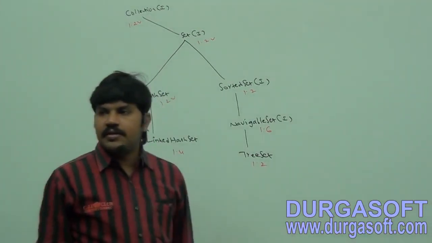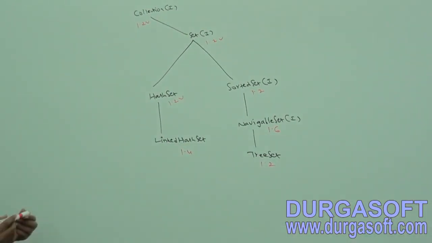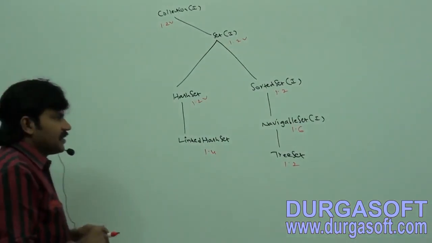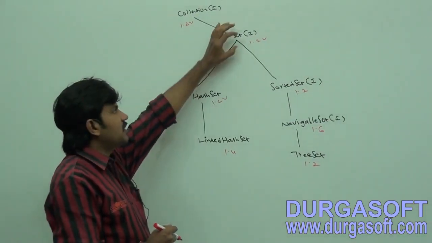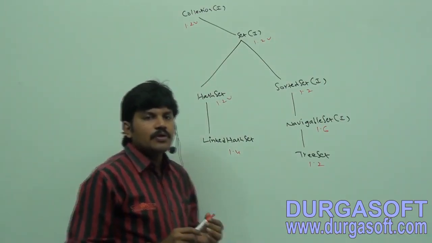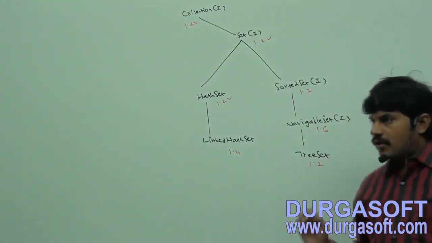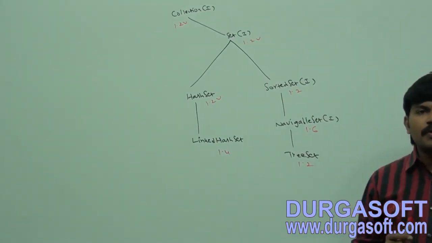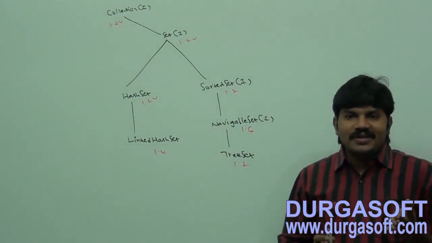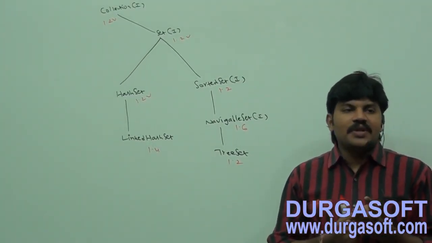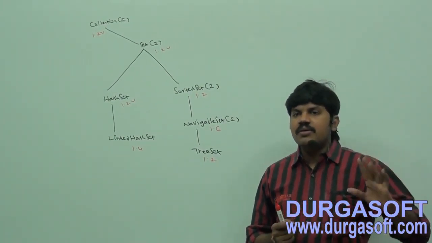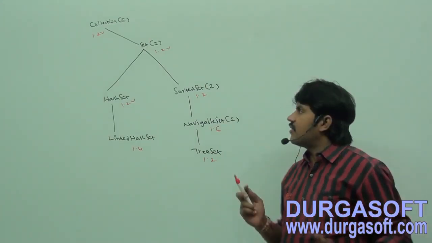Are you able to understand, right? So this part we have to discuss as part of the second module. Now when should we go for Set? Set is the child interface of Collection first. When should we go for Set? If you want to represent a group of individual objects where duplicates are not allowed and insertion order is not preserved, then we should go for Set.